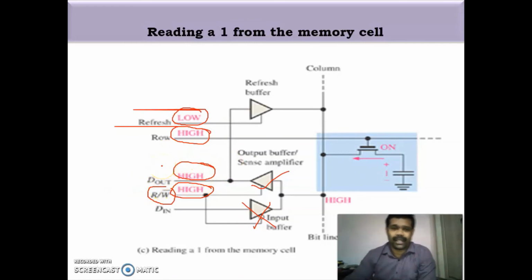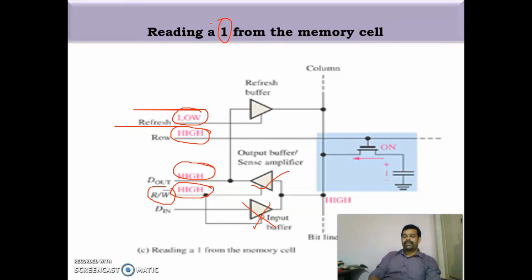Once again, I am telling how to perform the read operation. In order to perform the read operation, first we have to make the input to the refresh buffer low. Making the input to the refresh buffer low will disable the refresh buffer, and then we have to give high to the row line. Giving the high input will make the MOS transistor on.